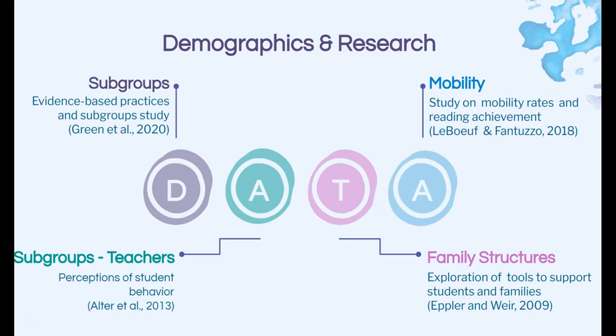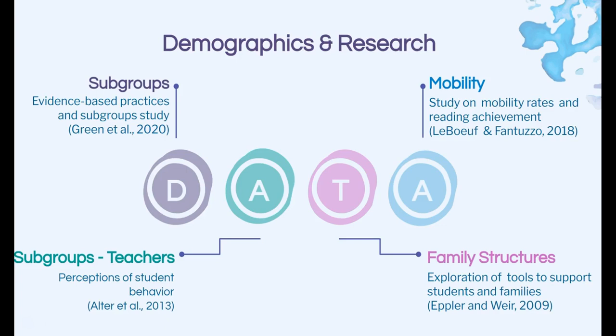Besides being used for the continuous cycle of school improvement planning at a school site, demographics can also be the focus of studies. Here are some examples. Green conducted a study of the relationships between teachers using evidence-based practices and the rates in which those practices occurred across demographic groups, like race and disability.